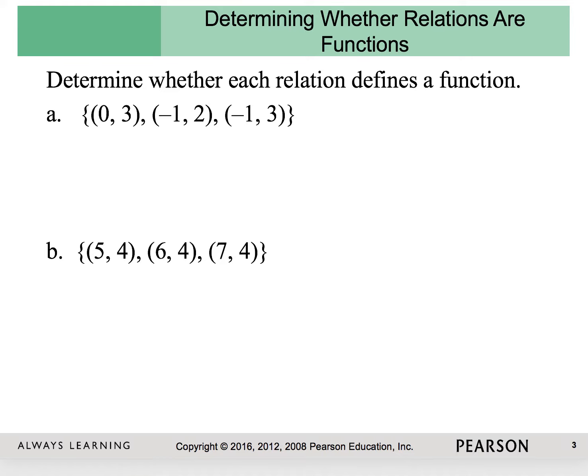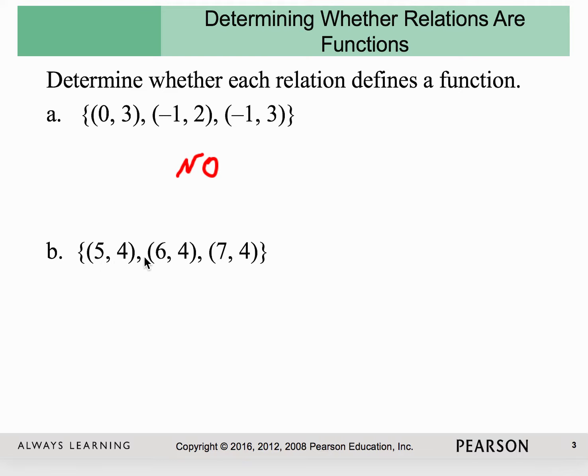Okay, so now it's going to ask me to determine whether these relations are functions. So on this first one, I look at my x's. 0, -1, -1. If those -1s go to two different y's, which they do, this one is paired with a 2 and that one's paired with a 3, that's not a function.